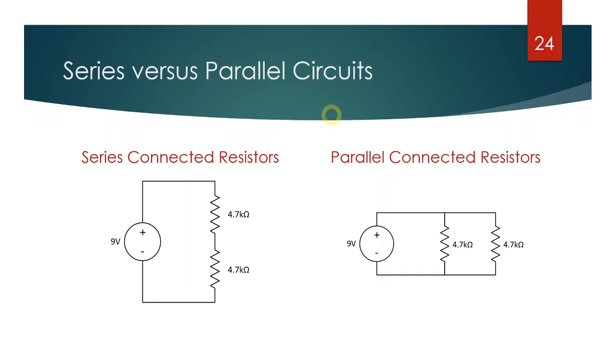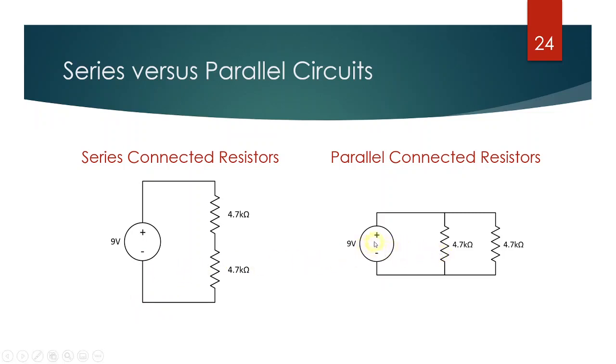So series connected components would be depicted like this. This would be a 9-volt battery and those two resistors that we have. We would take the 9-volt battery and connect it to one end of the resistor, and then the opposite end of that first resistor we would connect to the beginning of the second resistor, and then the end of that second resistor would be connected back to our 9-volt battery. That is connection in series.